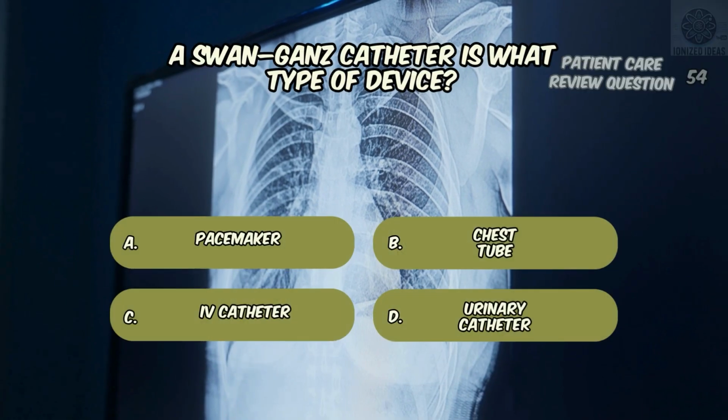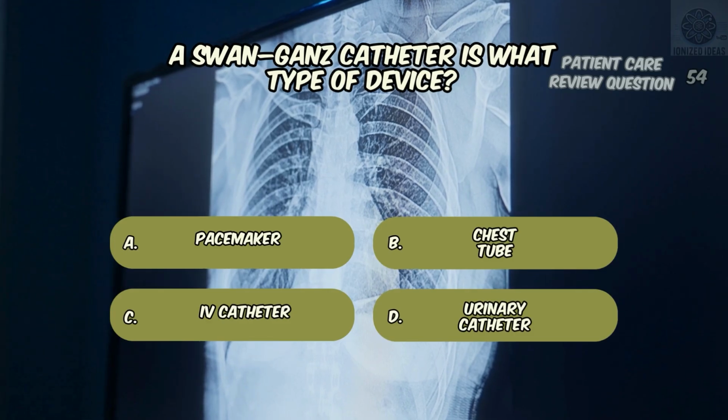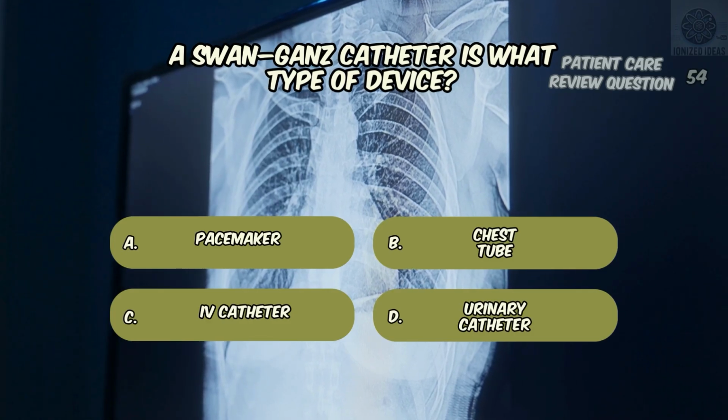A Swan-Ganz catheter is what type of device? A. Pacemaker. B. Chest tube. C. IV catheter. D. Urinary catheter.